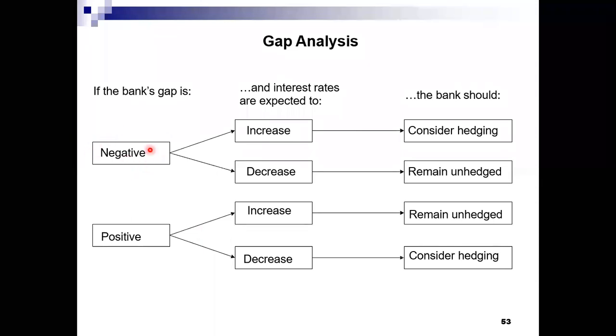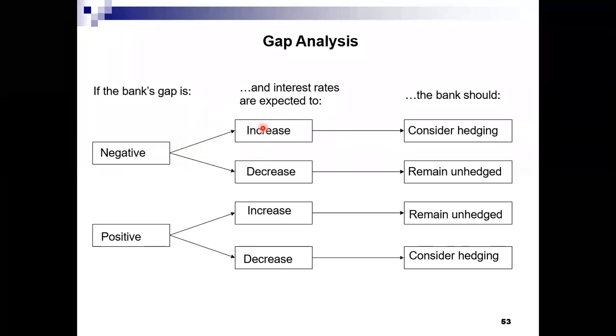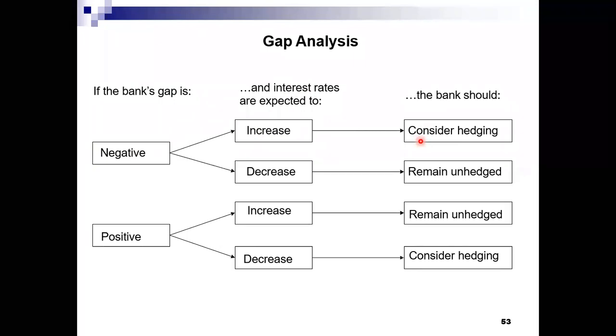If the bank's gap is negative and interest rates are expected to increase, there will be a decrease in net interest income. So therefore the bank should consider hedging. Hedging means the bank should look for interest rate risk management techniques. In case of a decrease in interest rate, remain unhedged, meaning no need for any risk management techniques.